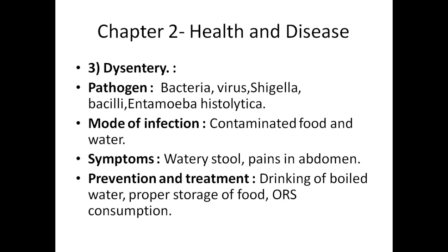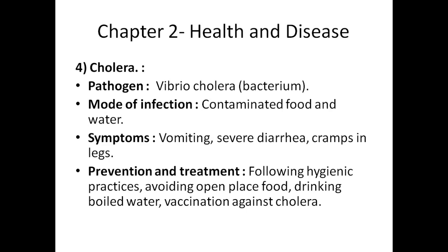Now, the next one is cholera. The pathogen is the Vibrio cholerae bacterium. Mode of infection is contaminated food and water. Symptoms will be vomiting, severe diarrhea, and cramps in the legs. The mode of infection is most of the time the same, because we have already studied what an infectious disease is. It is generally caused only by contaminated food and water.